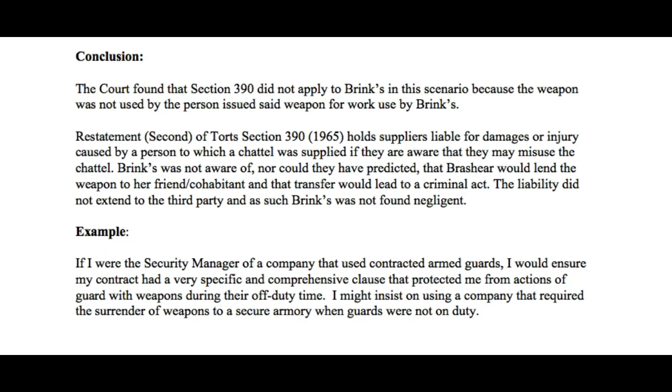In fact, I would probably consider, as a security manager, using a company that makes sure that at the end of the shift, the weapons are turned into an armory somewhere and locked down and not available off hours. I don't know any security company in their right mind that would allow people to take their weapons home with them, although it happens all the time. But why would you do that?